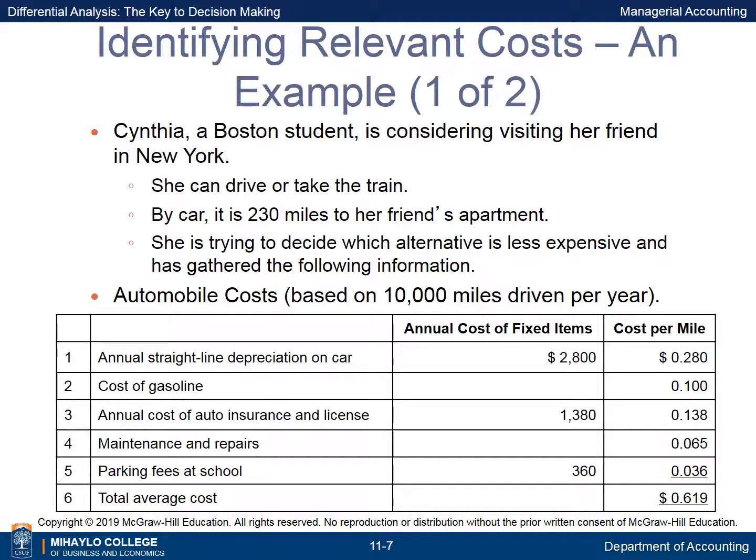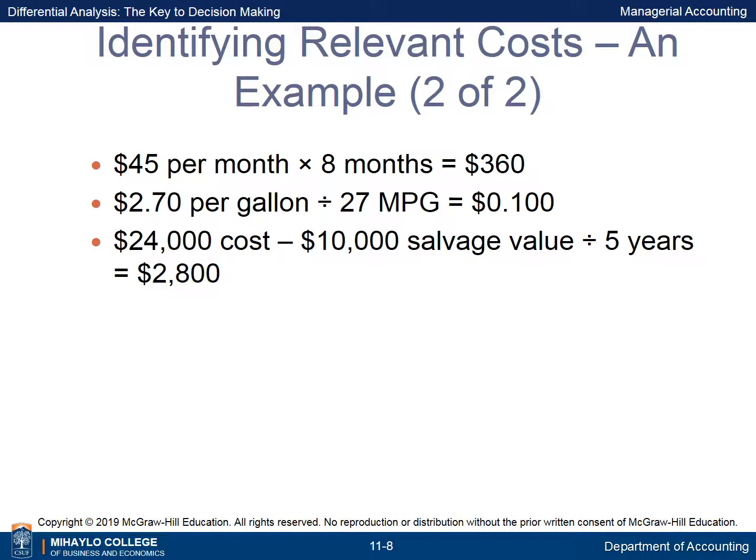By car, it is 230 miles to her friend's apartment. She is trying to decide which alternative is less expensive and has gathered the following information. Annual straight-line depreciation is calculated as the $24,000 cost minus the $10,000 salvage value divided by the useful life of 5 years, or $2,800 per year. Cost of gasoline per mile is calculated by taking the $2.70 price per gallon of gasoline divided by the 27 miles per gallon, or $0.10.